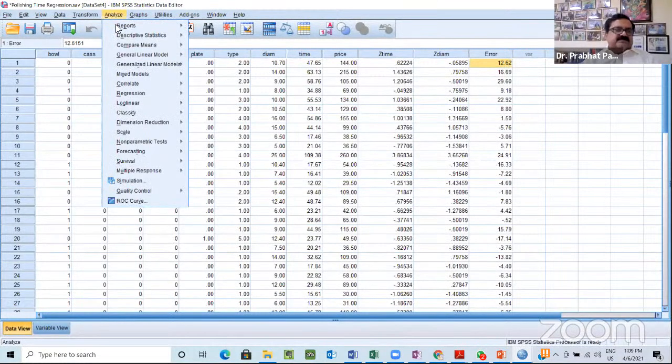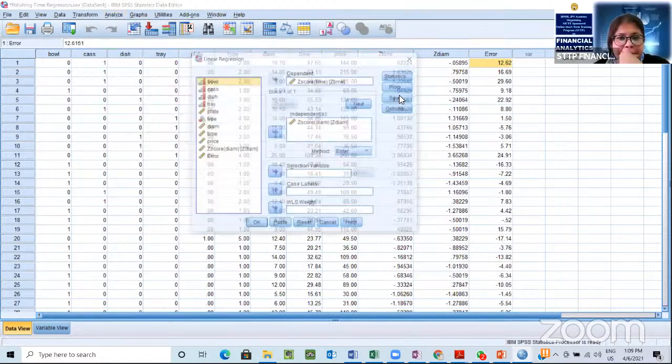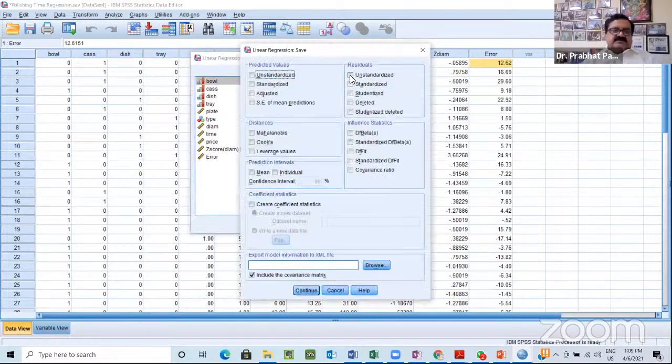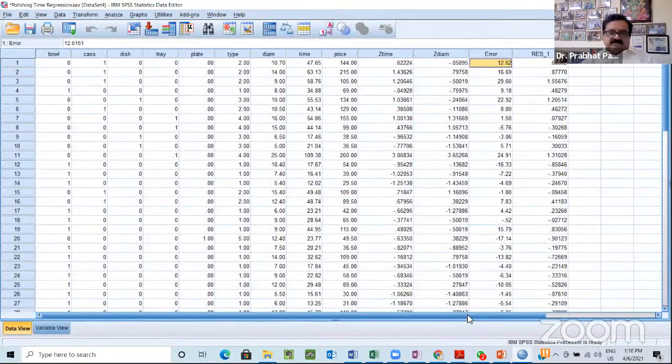So we go to Analyze. We go to, let's say, Regression. Go to Linear. Then we go to Save, and then we say residual, unstandardized residual. And you understand now why we are not asking for a standardized residual, because standardized residuals are based on Z scores, so we don't want to use that. So unstandardized residual, and then we say okay. It has given us all the calculations along with the residual, which is calculated over here.